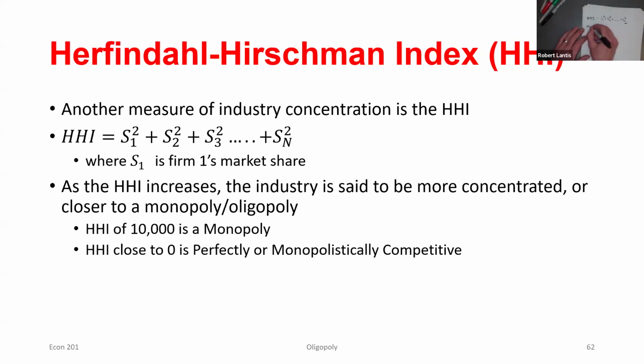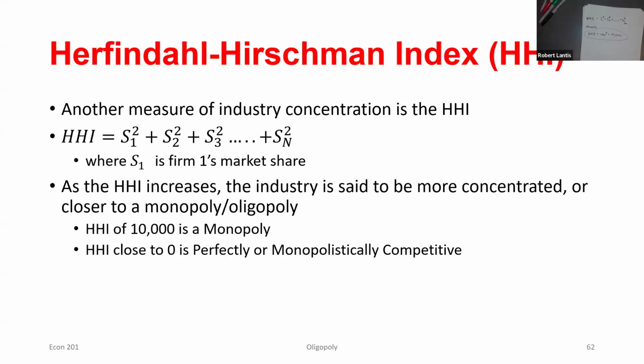So let's think about a couple of examples. If I have a monopoly, what would my HHI measure be? Well, how many firms do I have in a monopoly market? 1. What's their market share? 100. So 100 squared would be 10,000. This is the highest HHI I could ever see, right? So for a monopolist, the highest Herfindahl-Hirschman index I could ever see is 10,000.